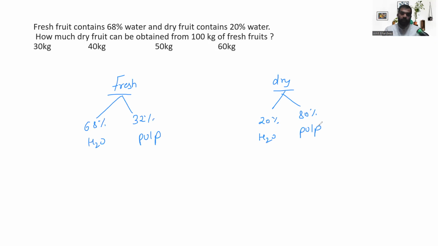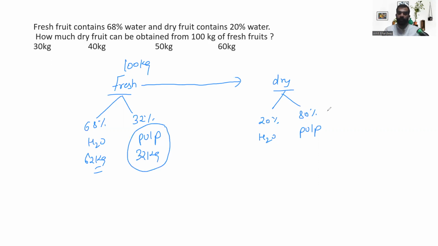So we can say one thing, if something evaporates from the fresh fruit, only pulp will remain. So the quantity of pulp will not change. Okay, if 100 kg fresh fruit, it means 68 kg is water and 32 is pulp, right? So we can understand from here, pulp will remain the same. So pulp will also be 32 kg.